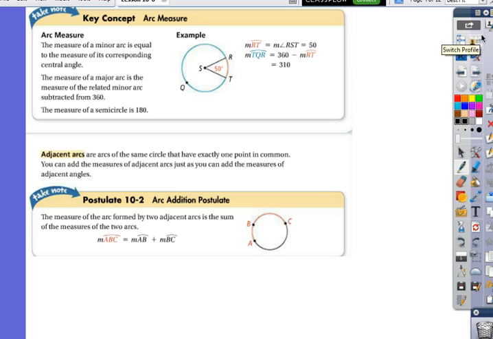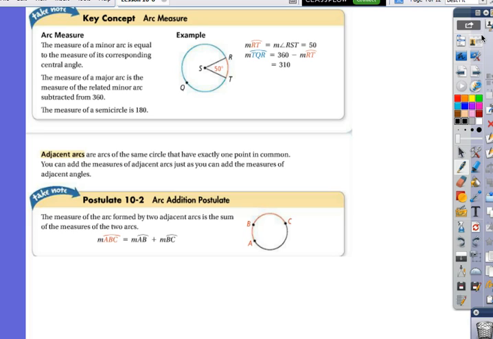Arcs have measures. And this is where we tie in the concept of the central angle. Remember, a central angle is an angle whose vertex is what? The center. So in this example at the top, you see how S is the vertex of angle RST? An arc measure is defined by being the same measure as the central angle that intercepts it.